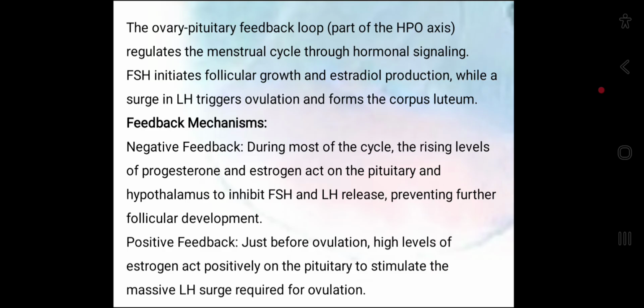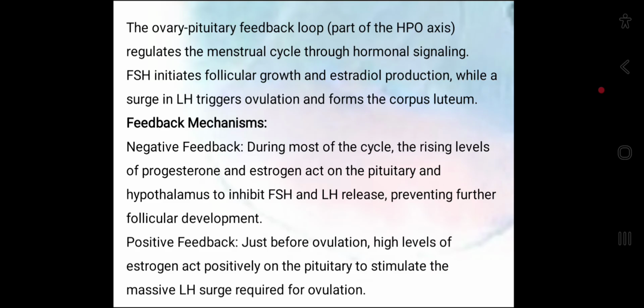In the negative feedback mechanism, the growing follicle in that cycle produces estrogen and progesterone at a level enough to inhibit pituitary hormones or prevent further follicular development. During positive feedback, which occurs before ovulation, a high level of estrogen acts positively on the pituitary to stimulate the massive LH surge required for ovulation.